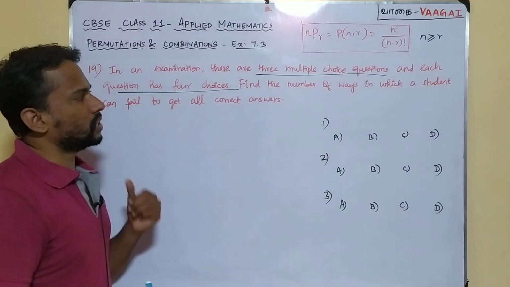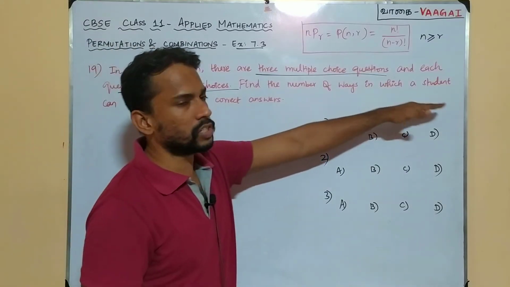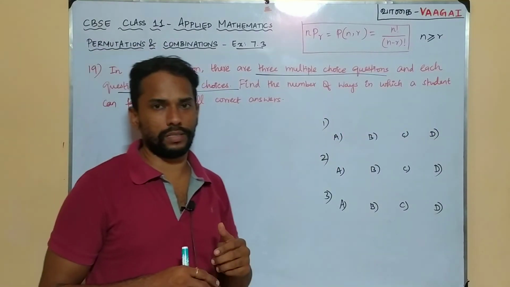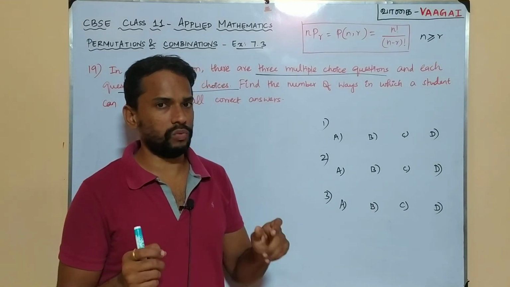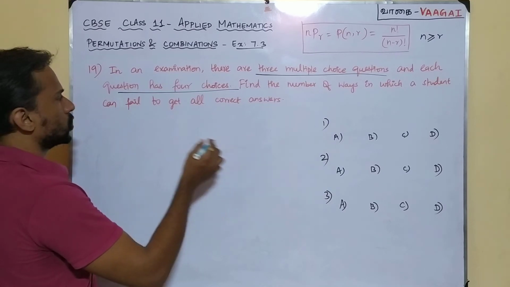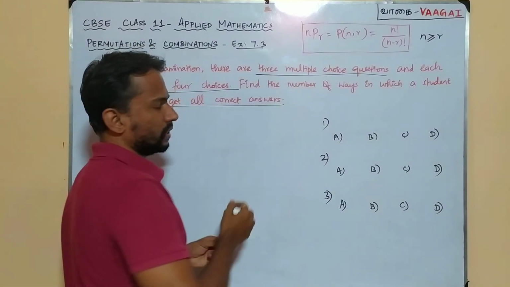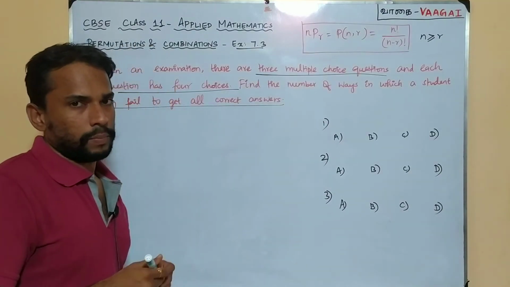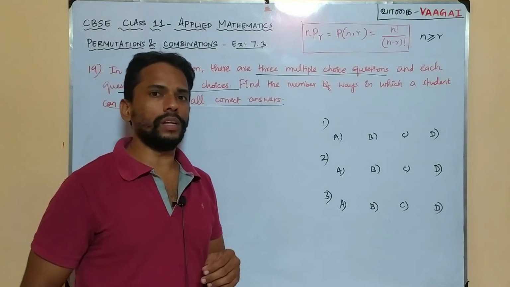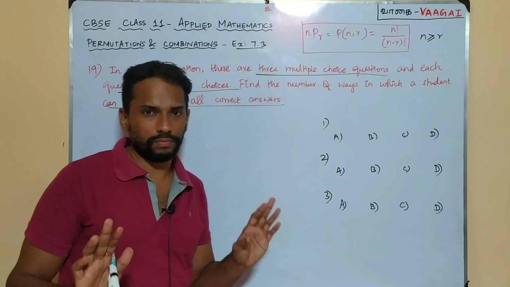Now we'll see the question. Find the number of ways in which a student can fail to get all correct answers. So now what do you mean by that? We should carefully understand, very clearly understand this part of the question. In how many ways a student can fail to get all correct answers? Now what do you mean by that? That means the student should not be attending all the 3 questions correctly. That's the meaning.